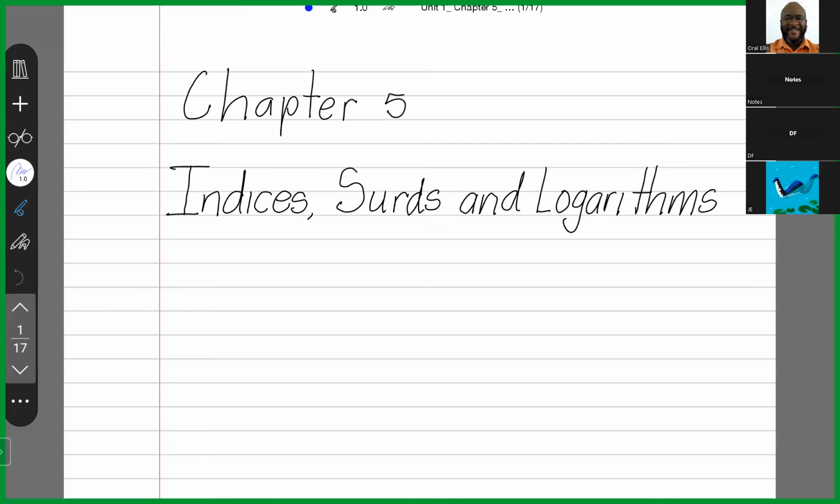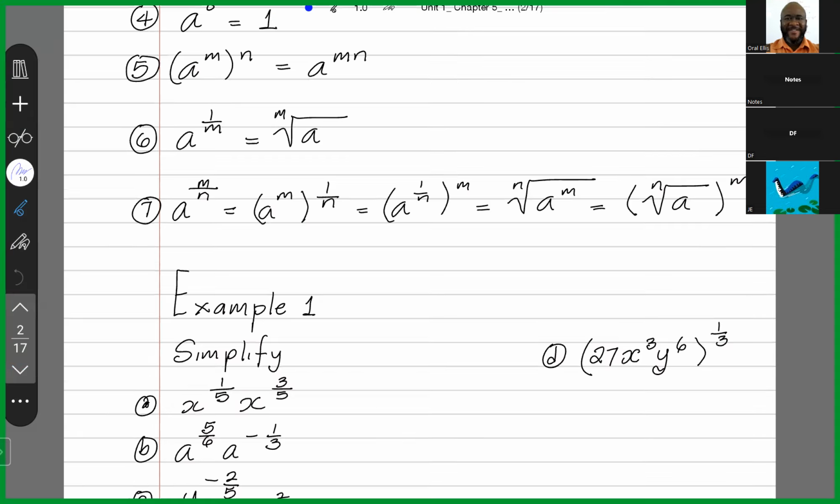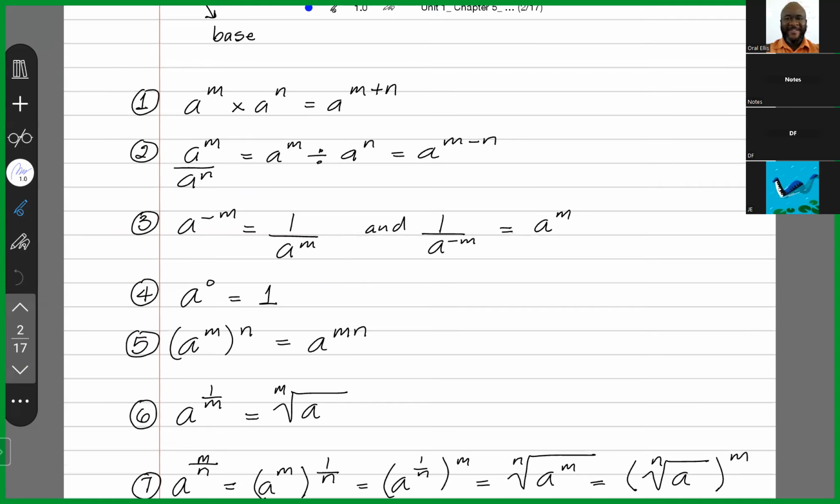All right, so today we're starting chapter 5, and chapter 5 is on indices, surds, and logarithms. Let's get into it. So the first thing we're going to look at, we're going to start off with indices.